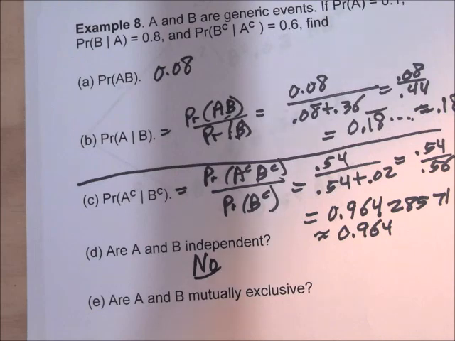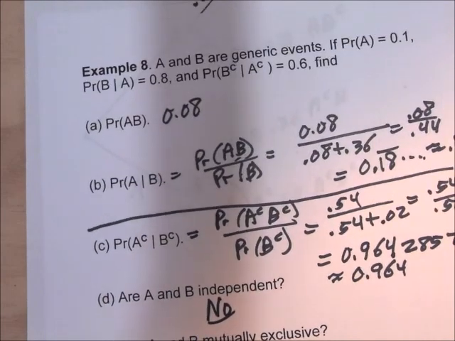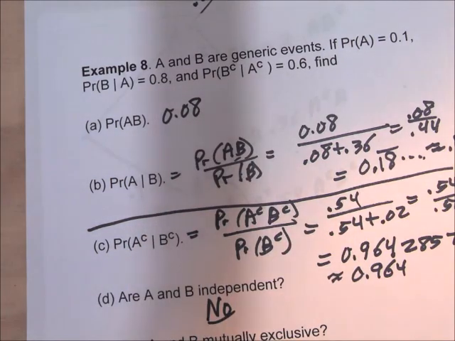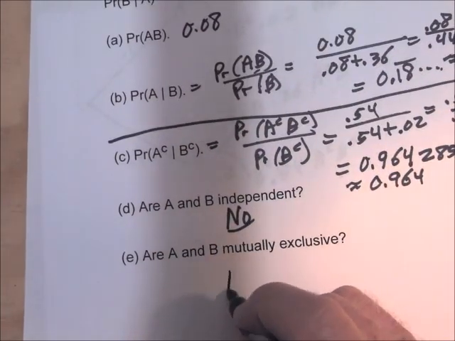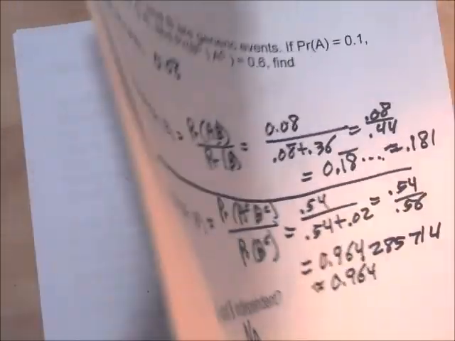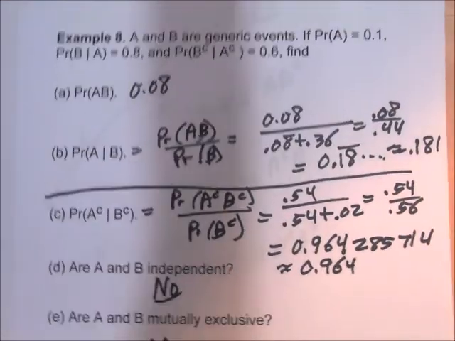Are A and B mutually exclusive? For mutually exclusive events, the probability of both should be 0, but the probability of both here is 0.08, which is not 0. So these are not mutually exclusive. And that concludes this presentation.